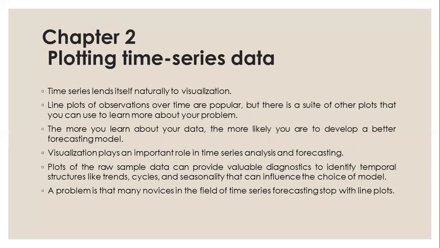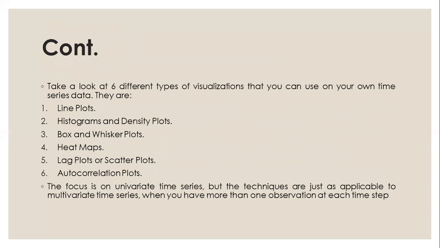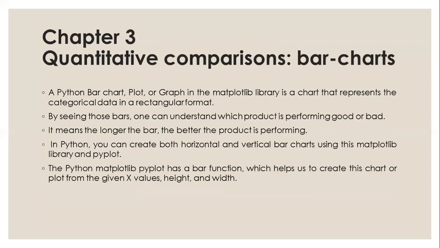A problem is that many novices in the field of time series forecasting stop with line plots. Take a look at 6 different types of visualizations that you can use on your own time series data. They are line plots, histograms and density plots, box and whisker plots, heat maps, lag plots or scatter plots, and autocorrelation plots. The focus is on univariate time series, but the techniques are just as applicable to multivariate time series, where you have more than one observation at each time step.